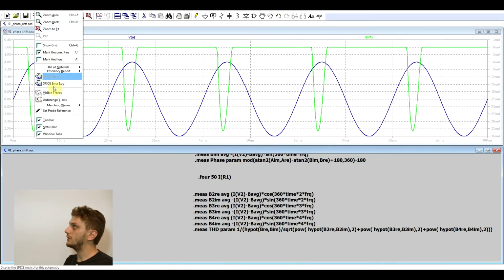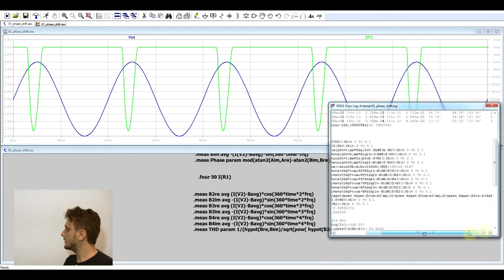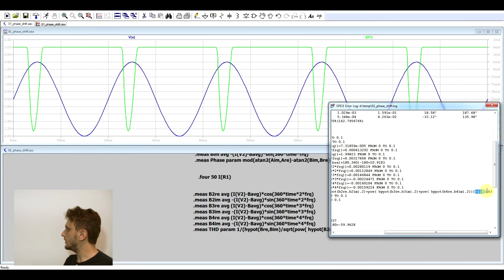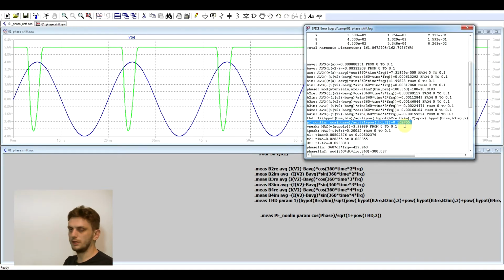And if we run it and try it out, we remember that LTspice calculated 162%, and my long method is calculating a value of 143%. So it's a bit less because I'm not looking at all of the spectral contents, but it's close enough. So now finally we can calculate the power factor for a nonlinear load by taking the cosine of the phase and dividing it by the square root of 1 plus the harmonic distortion squared. So we get a power factor of 0.56.